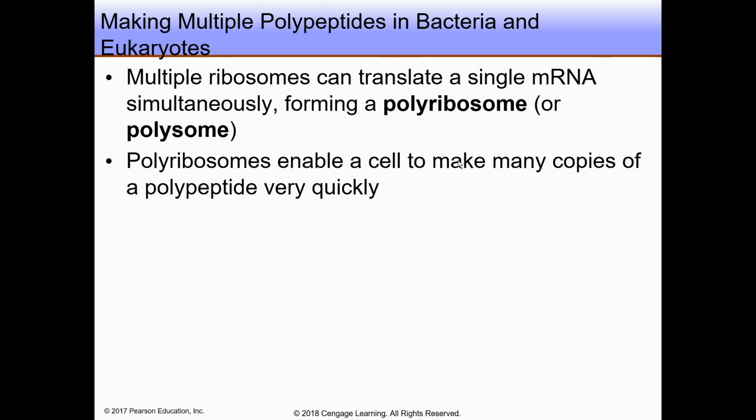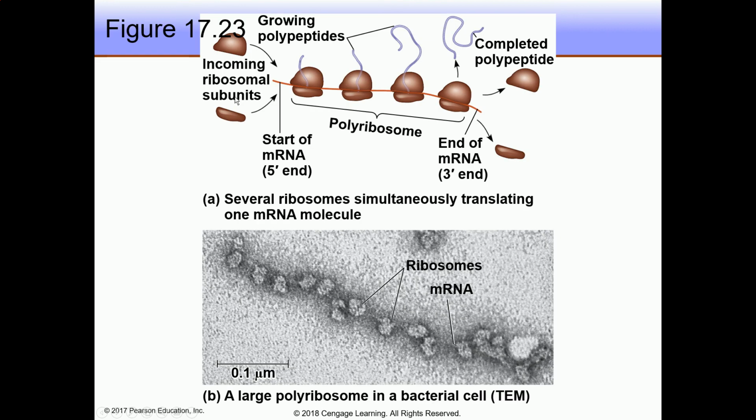Also, in prokaryotes as well as in eukaryotes, multiple ribosomes can bind to the mRNA and start the process of translation. You can see here, this is the mRNA, there's one ribosome binding here, a second ribosome binding here, a third ribosome binding here, and a fourth ribosome binding here. The ribosomes move on the mRNA and keep making polypeptide chains.